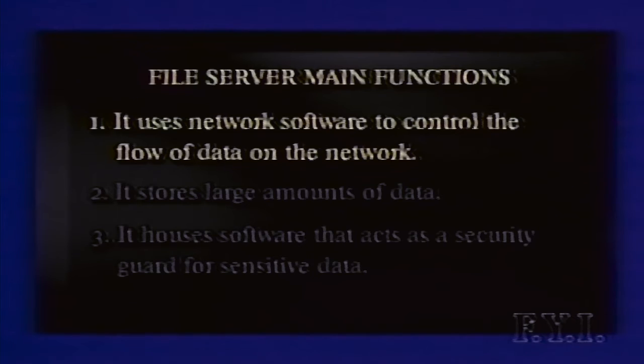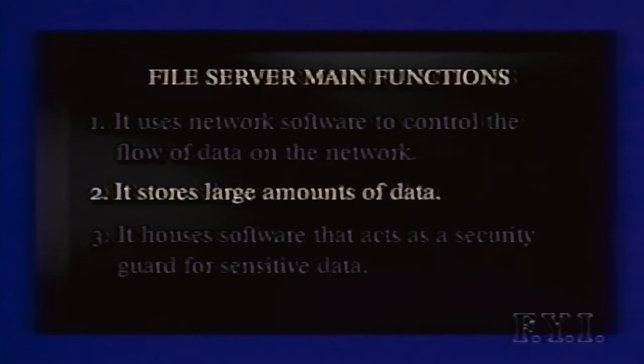One, it uses network software to control the flow of data on the network. It acts as a kind of traffic signal to make sure that information transfers from place to place in a logical and efficient way. Two, it stores large amounts of data. It is equipped with a hard disk that enables it to save information that can be shared by other network users.